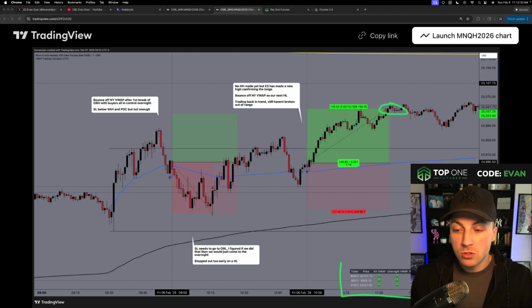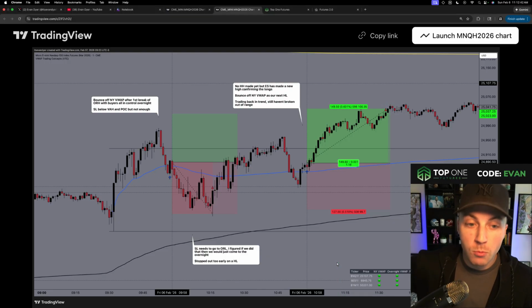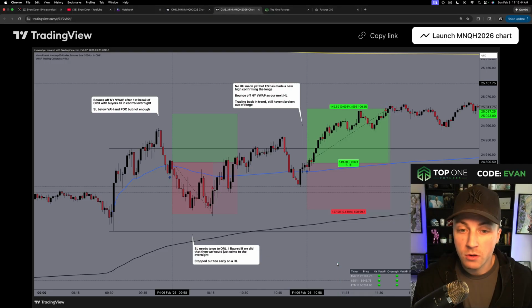You can see buyers are in across the board. Just like yesterday, sellers were in across the board. I see full VWAP alignment on all three indices, NQ, YM, and ES. So I think the lesson today is price is what pays. It's around New York VWAP.